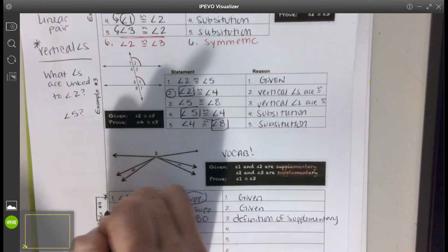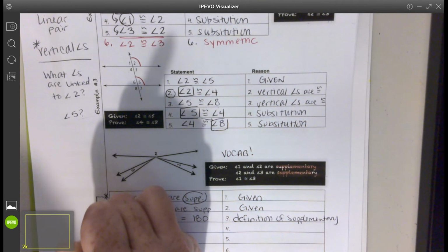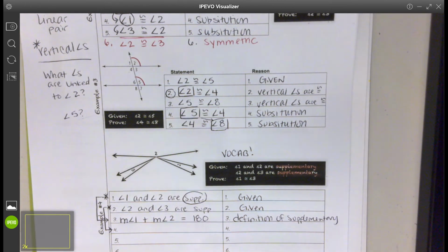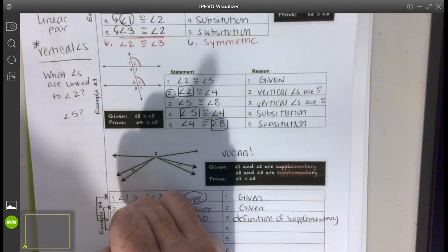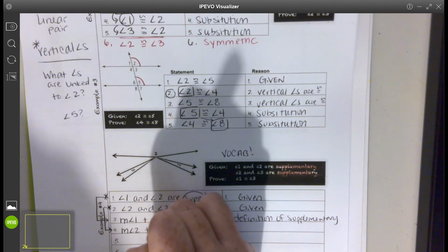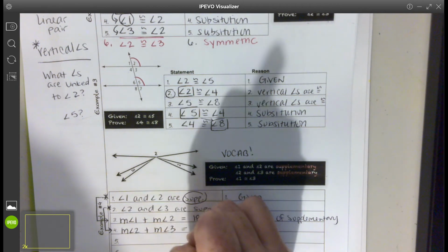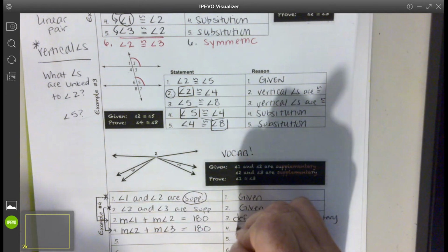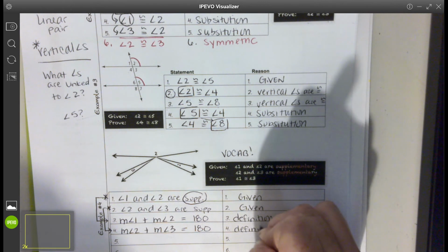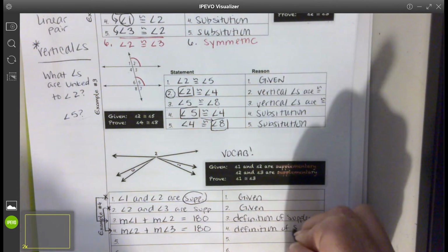All right, we're going to do the same thing again for line 2. Line 2, we have angle 2 and angle 3 are supplementary. That gives us another equation. What equation would that be? Right, it's going to be the measure of angle 2 plus the measure of angle 3 equals 180 degrees. Same reason, definition of supplementary.